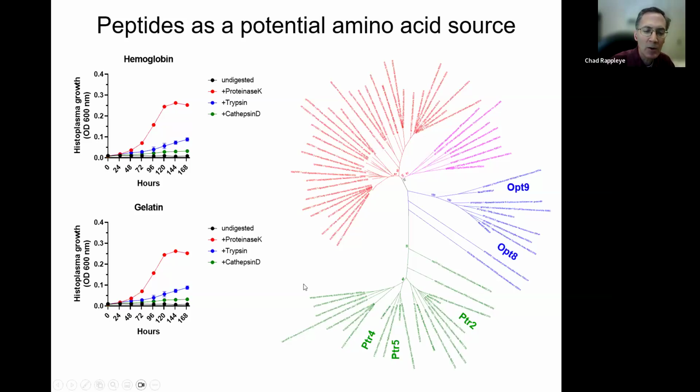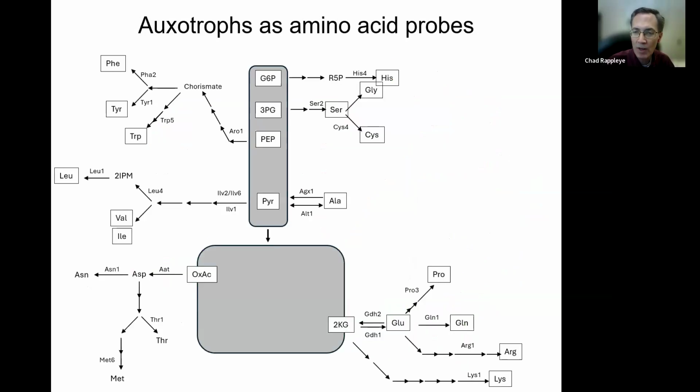But in the meantime, we thought, well, can we supply it with a model peptide that would represent the intraphagosomal environment? But with the number of peptides that are possible with 20 amino acids, that becomes prohibitive. And so we wanted to use the idea of taking an amino acid auxotroph of Histoplasma and using that as a probe for which amino acids are actually available within the phagosome. Again, amino acids probably coming from peptides.